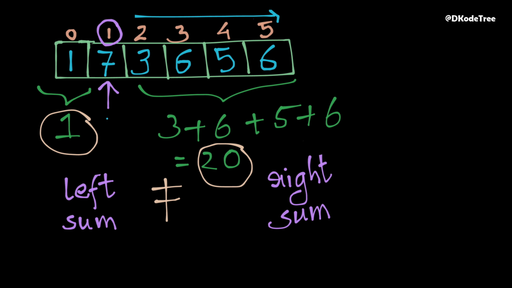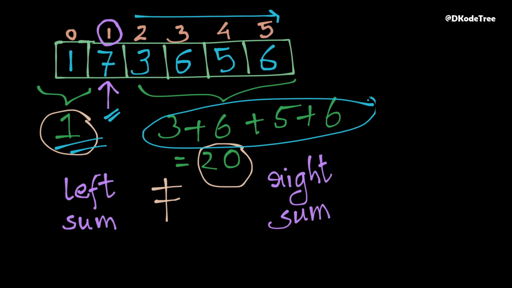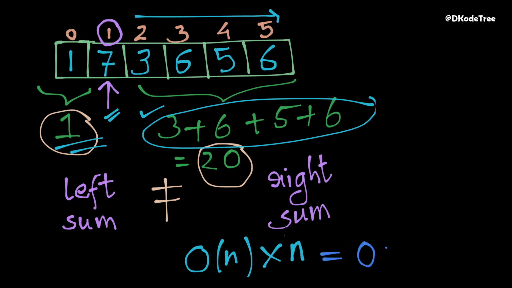But notice that in this approach, for each element, we have to calculate the left sum and the right sum repeatedly. And calculating the sum itself takes O of n time. And there are n such elements for which we may need to do this process. So the effective time complexity becomes O of n square, which is not very efficient in this case. But can we do better than this?